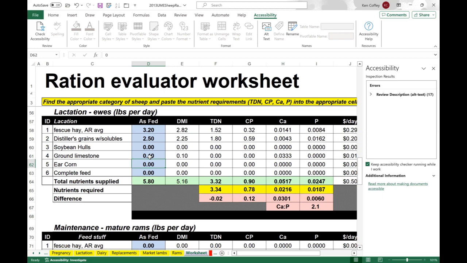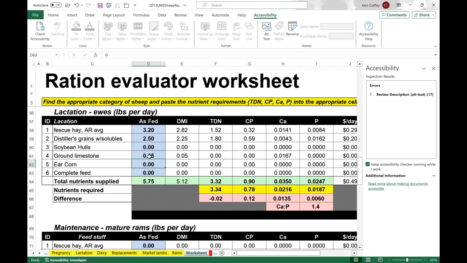If I add 0.1 pound per sheep, look at what I did. I went from a deficiency to way over, and my calcium phosphorus ratio is 2 to 1. So I don't even need 0.1 pound per head to make up that difference. So let's back up. How about 0.05 pounds per head? And we'll talk about this in a little bit here.